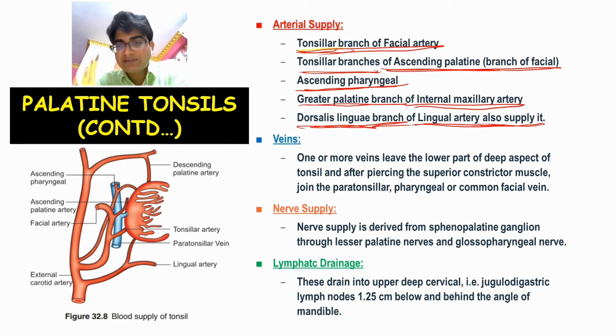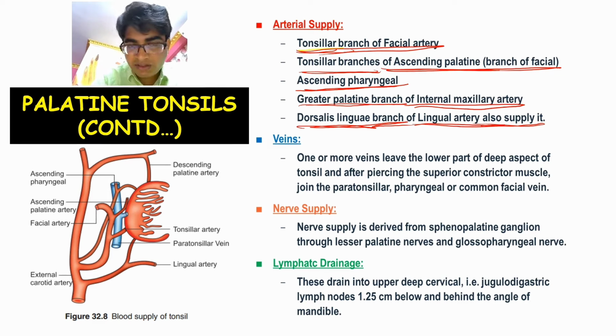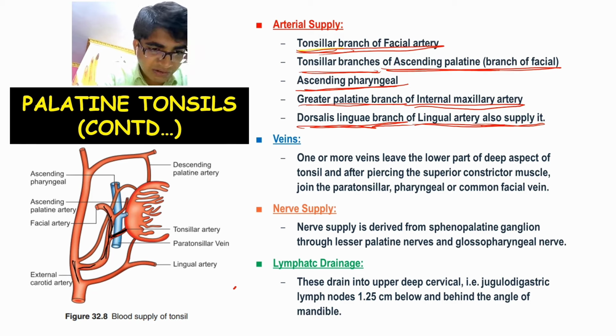also supply it. Correct? So you can well understand the most important blood supply to the tonsil comes from the tonsillar artery. Okay, let me change the color. Tonsillar artery, which is actually a branch from this very facial artery, which is again a branch from the external carotid artery. Correct? Now there is another blood supply coming out of the dorsalis linguae branch, which is this one, from the lingual artery, which is again a branch from the external carotid artery.